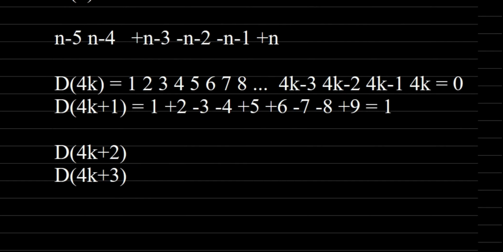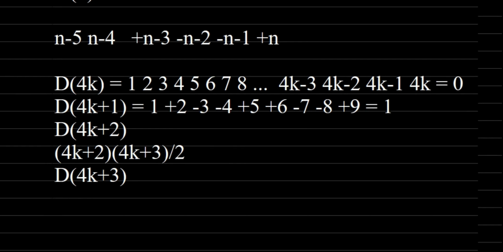So using the same logic for 4k plus 2, let's see what the maximum sum is. 4k plus 2 times 4k plus 3 by 2. Dividing this term by 2, we get 2k plus 1 times 4k plus 3. Here again we can observe that this is an even plus an odd number, which is an odd number, and this is again multiplied with an odd number. So the sum here can't be 0 in any case, and the minimum sum can be 1. So let's try that out.